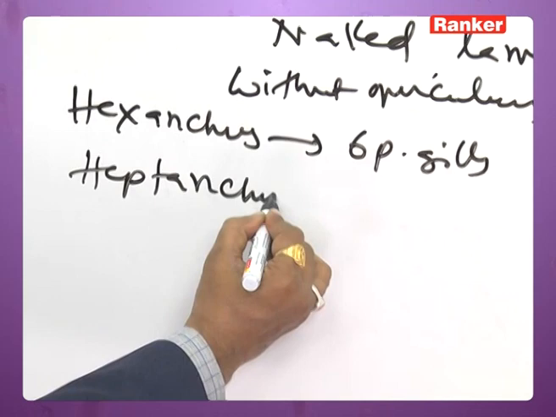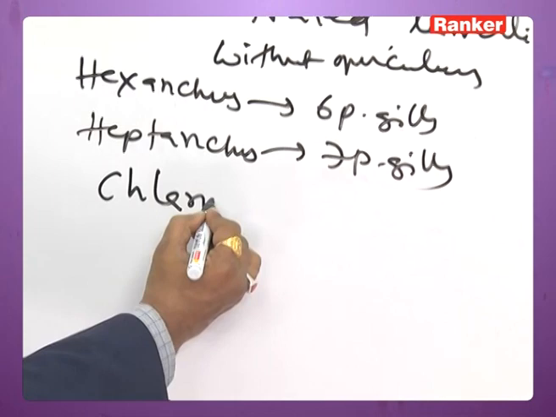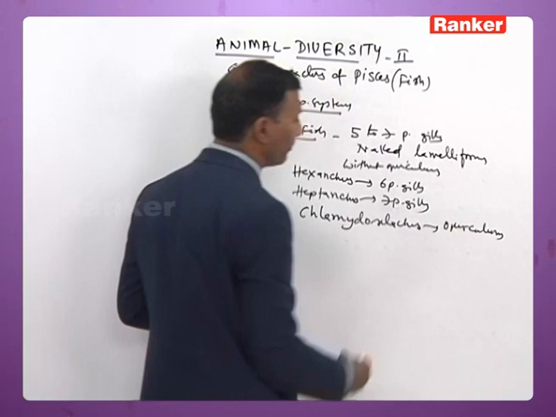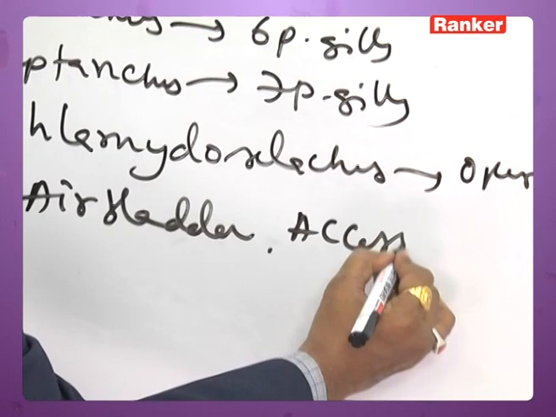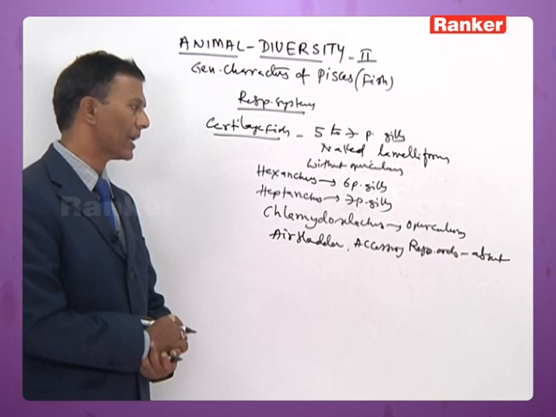In all cartilaginous fish, the operculum is absent. However, there is a shark called Chlamydoselachus, the only shark with a poorly developed operculum. And in cartilaginous fish, the air bladder and accessory respiratory organs are absent.